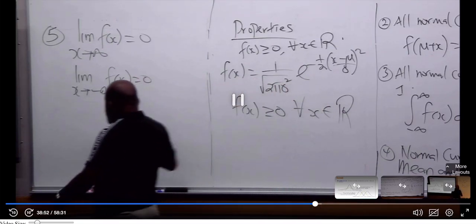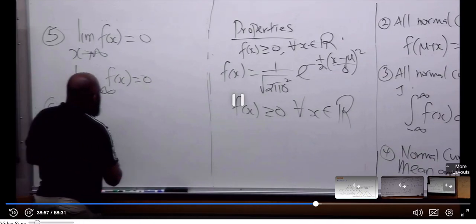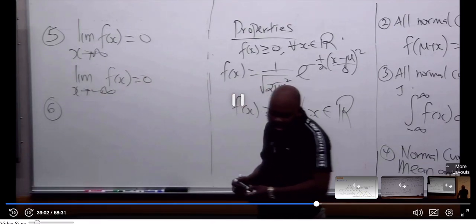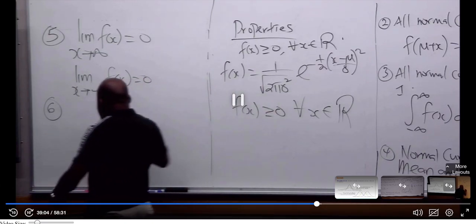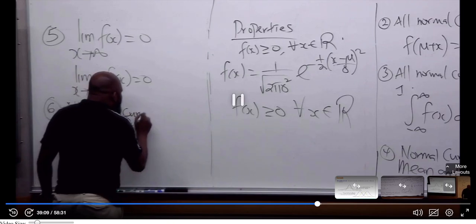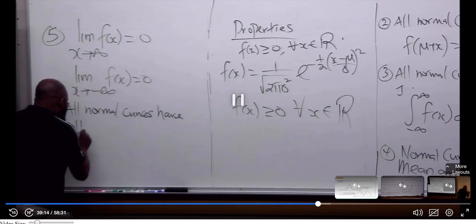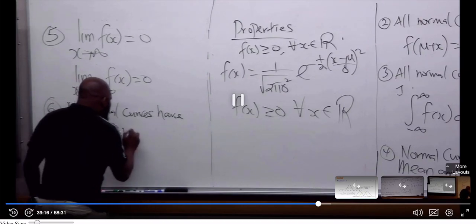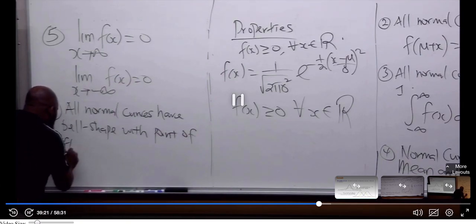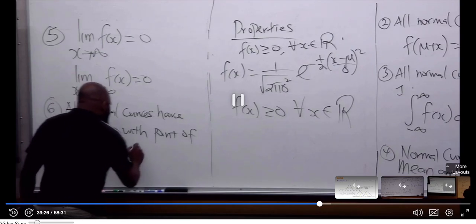Then another thing I want to talk about, number 6: all normal curves are going to have a bell shape with a point of inflection. So all normal curves have a bell shape with points of inflection at mu plus or minus sigma.